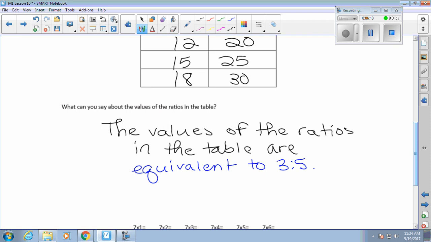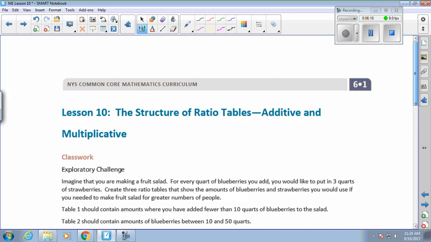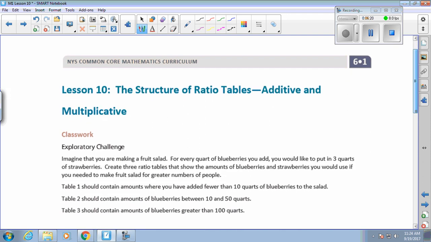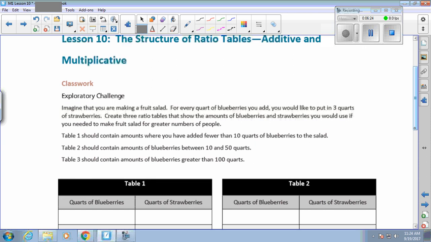Okay, we are moving on to today's lesson, which is going to involve the structure of ratio tables, lesson 10 from module 1, additive and multiplicative. It says, imagine you are making a fruit salad. For every quart of blueberries, let's underline that, you would like to put in 3 quarts of strawberries.